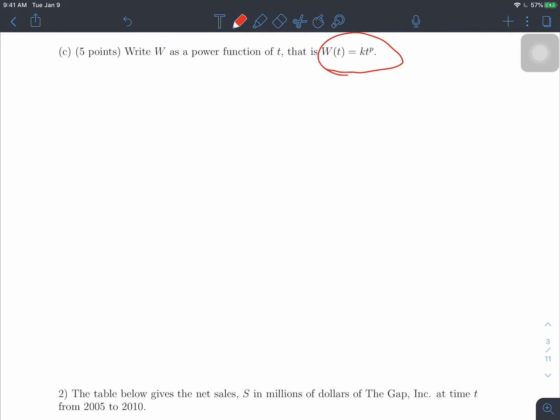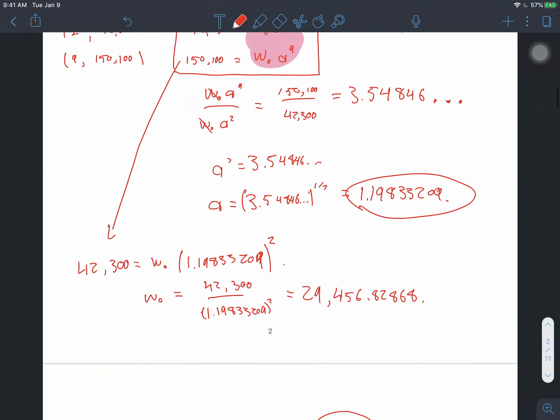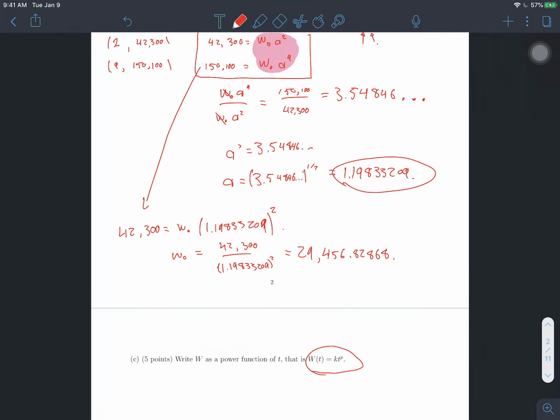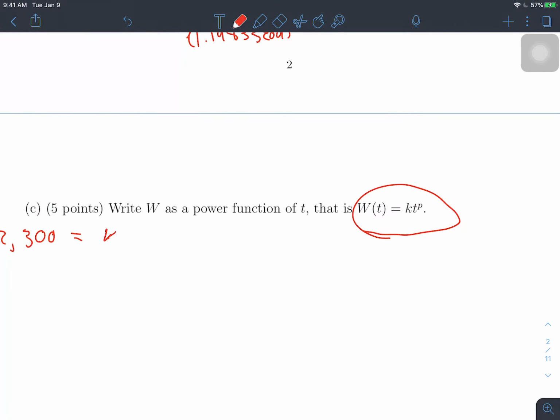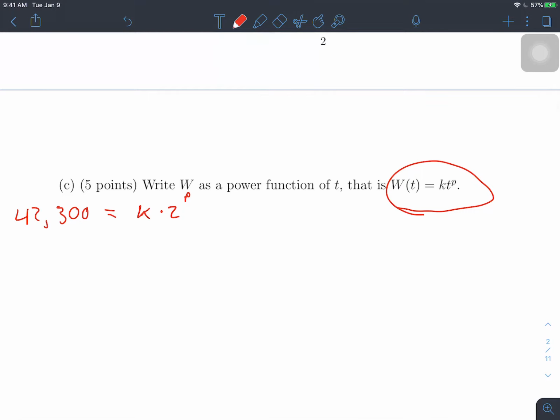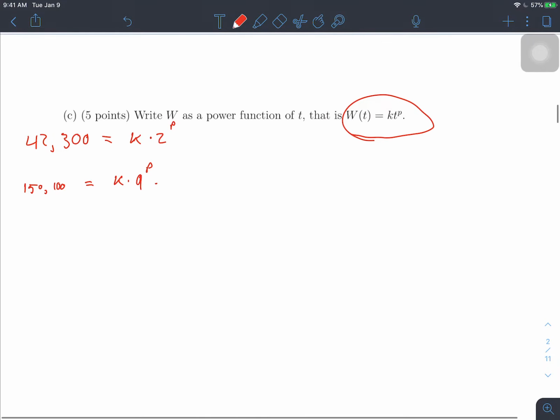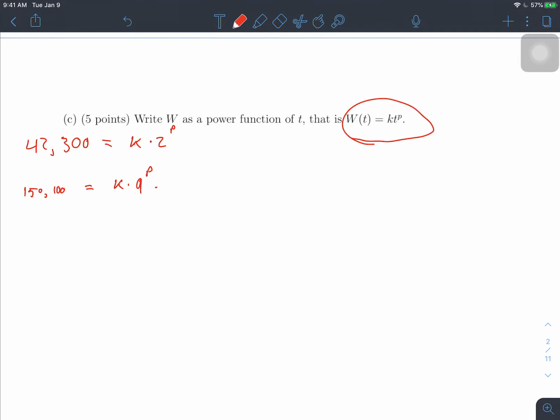So here's how we would do it. We're going to use the exact same method that we used up here. So we're going to have 42,300 is going to be equal to, now I know that T should be 2, so I'm going to say K times 2 to the power P, and 150,100 is going to be equal to K times 9 to the power P. And these are going to be my two governing equations. And so first of all, I want to figure out what K and P are. And so my initial thought here is to try to use the same method that we just used before to get rid of the K.